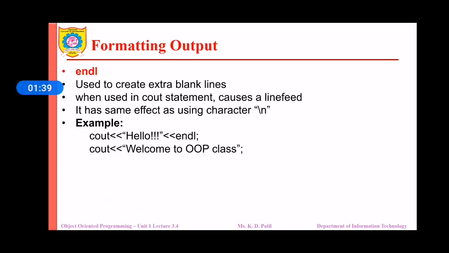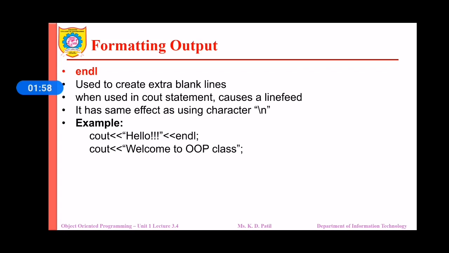Let us start with the first manipulator, that is endl. It is used to create extra blank lines. When it is used in our cout statement, it causes a line feed. It has the same effect as the \n character. Now let us see an example.